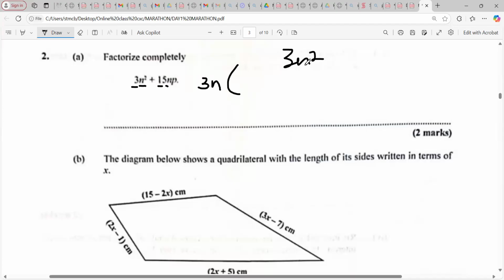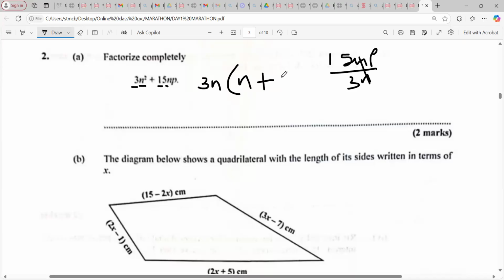by 3n. But we know that 3n squared means 3 times n times n, right? So one of the n is going to leave when it cancels out. And the 3 will go. So this will leave n. And then now we divide 3n into 15np. N cancels n, right? And 3 into 15, so this would leave 5.